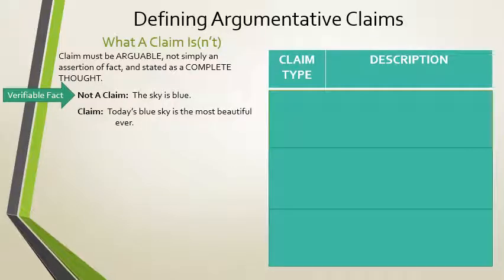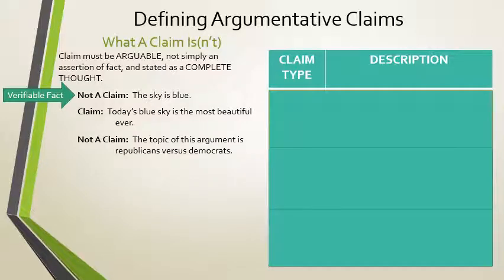If we wanted to turn it into a claim, then we could say that today's blue sky is the most beautiful ever, in which case that is an arguable claim. Somebody may decide that no, yesterday's, or 4 years ago there was, and there are different sides that can then be engaged in the value of today's sky versus yesterday's or whatever. And this is not a verifiable fact.